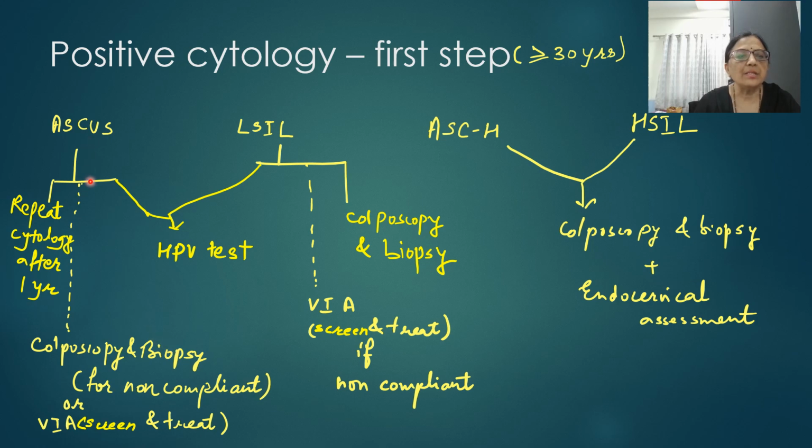Whereas with ASCUS, similar scenario, patient not compliant, then colposcopy and biopsy can be done. Or if colposcopy is not available, we can go with VIA screen and treat approach.